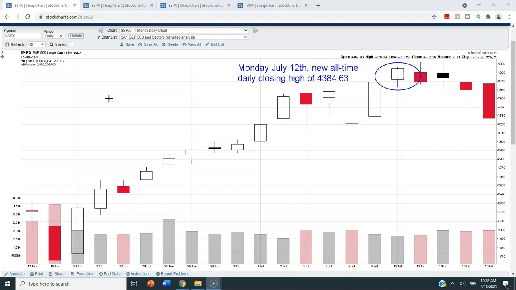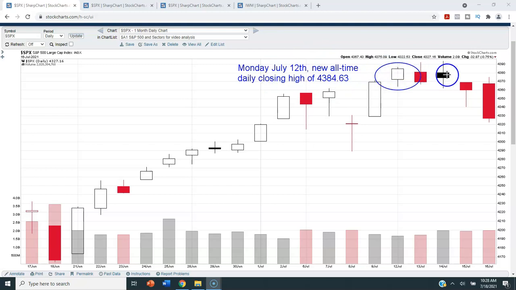The first chart that we're going to look at is of the S&P 500, and this is a 1-month daily candlestick chart. So each candlestick on this chart does represent 1 day of trading. I want to focus on the upper right-hand corner of this chart. And right here, Monday, July 12th, the first trading day of this past week, we hit a new all-time daily closing high of 4,384.63. Again, that was Monday, July 12th right there.